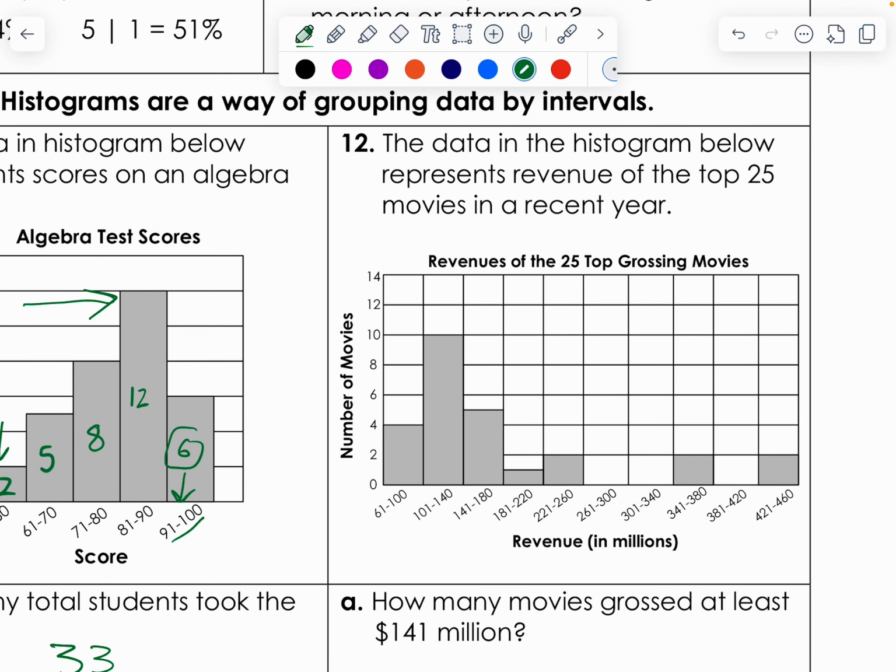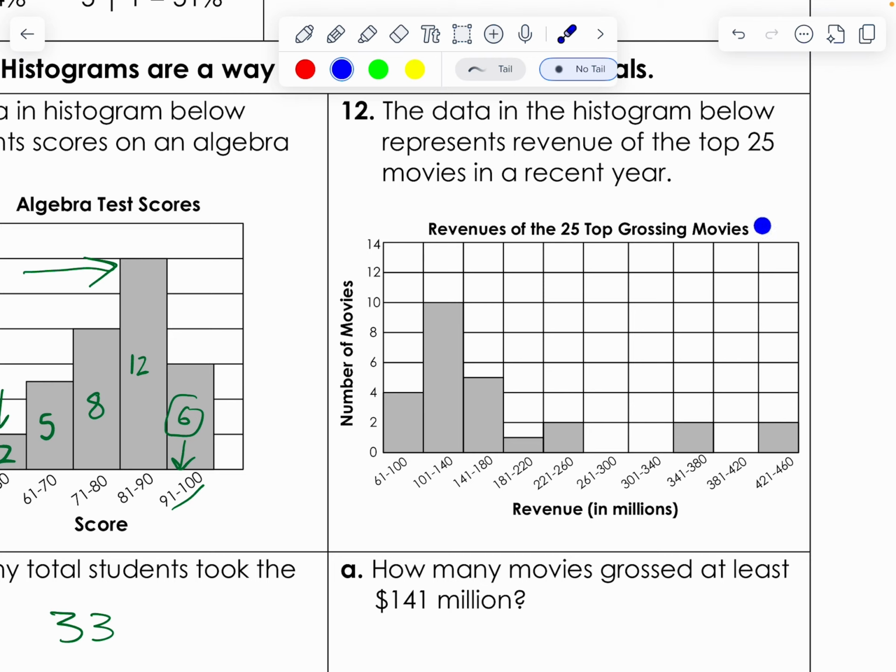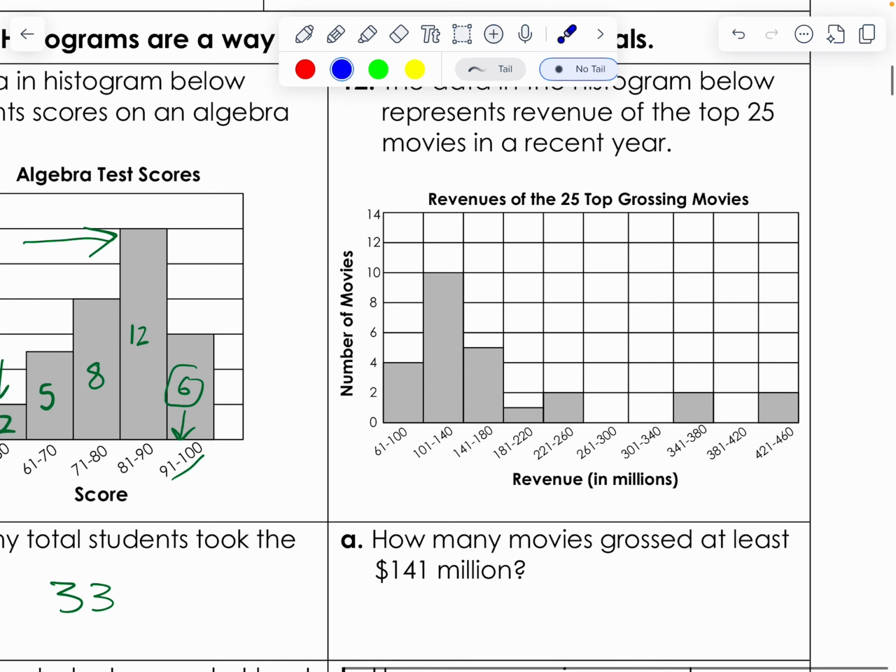The data in the histogram below represents revenue of the top 25 movies in a recent year. All right, let's go and interpret this again. Here is the title, Revenues of the 25 top grossing movies. Here is my x-axis, it's the revenue, how much money we're making in millions of dollars. So wherever you see a number, just add on millions to that. So this is anywhere from 61 million to 100 million. This range is anywhere from 341 million to 380 million. This is my y-axis, and it's telling me the frequency or the numbers of movies that grossed. Okay, so on to part A.